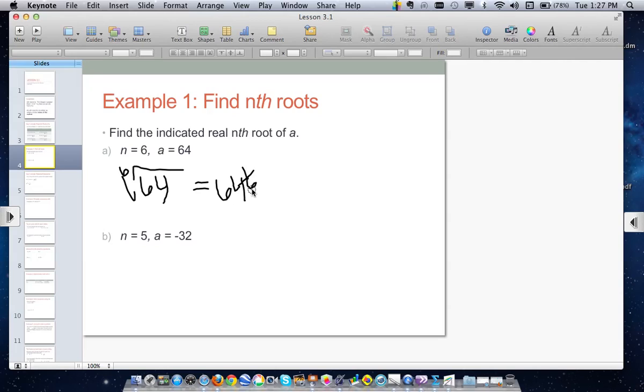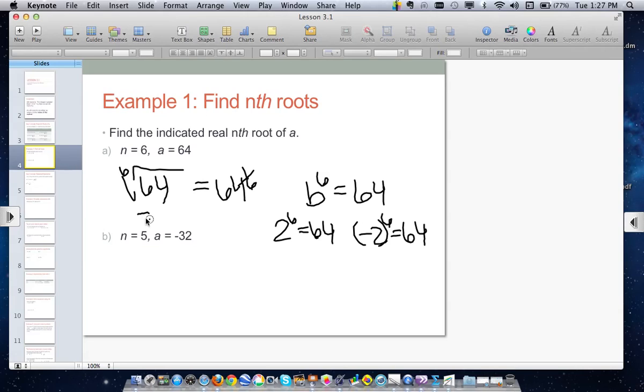But what we're really trying to think is, some random letter B raised to the 6th power is equal to 64. Well, we know from our powers of 2 that 2 to the 6th power is equal to 64. But so is negative 2 raised to the 6th power, also equal to positive 64. So the 6th root of 64 is going to be equal to positive or negative 2.